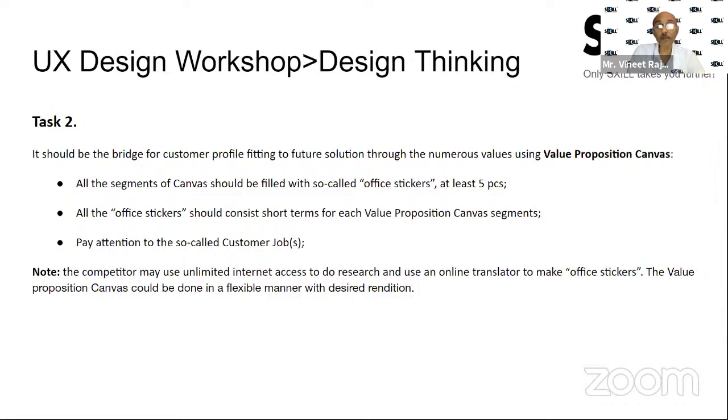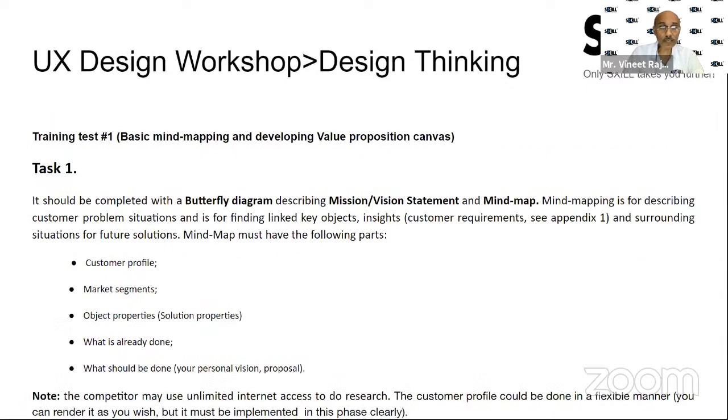And since people come from different countries, they also allow online translators to make your stickies or whatever. So similarly, in this also, it was very clearly that the mind map will have these 5 elements. And you have to basically show what is available on the market, what should be done, your vision, and the market segments of that particular product you're making, the customer's profile, and requirements, and the object's properties.